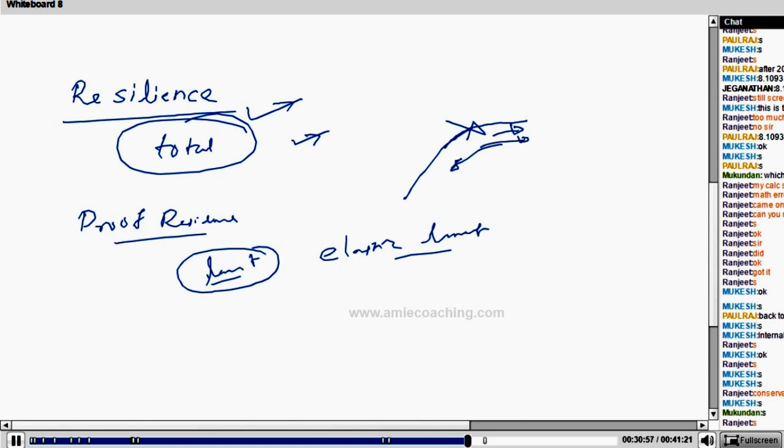So proof resilience is the maximum strain energy that can be stored in the material, just below the elastic limit. That much stress can be given to that material to get a corresponding strain. And the stress given to the material to get this proof resilience is called proof stress. Can you follow me?